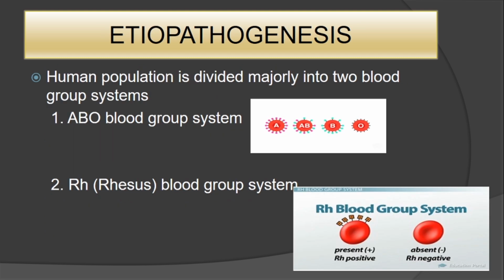The etiopathogenesis of Rhesus isoimmunization. The human population is divided by the two major blood groups that we have. We have the ABO blood group and the Rh Rhesus blood group system.